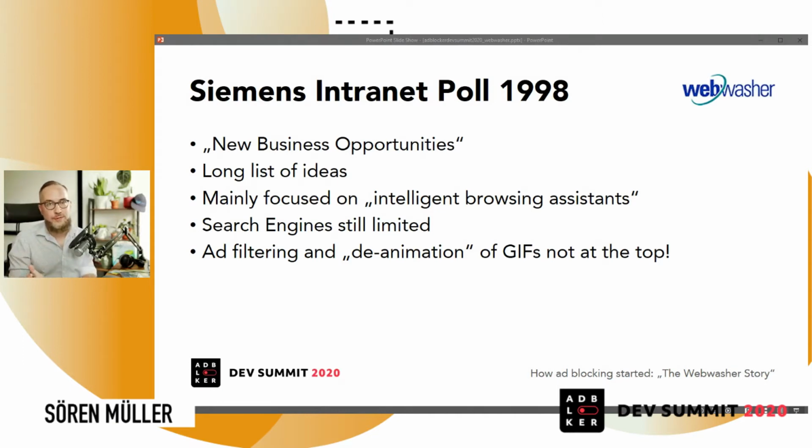I sadly don't have the original idea list anymore. It would have been really nice to have a look at that. But it was a couple of dozen detailed ideas, which were interestingly mainly focused on what you could call intelligent browsing assistants. Google as a search engine wasn't around, search engines were very limited, and yeah, ad filtering.